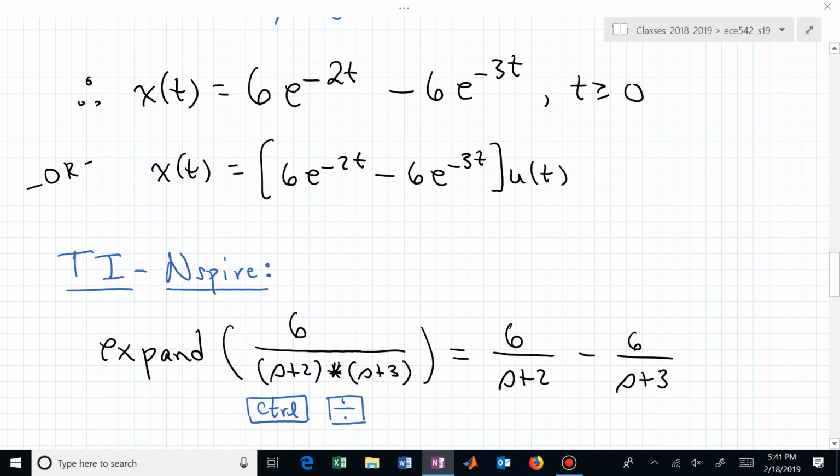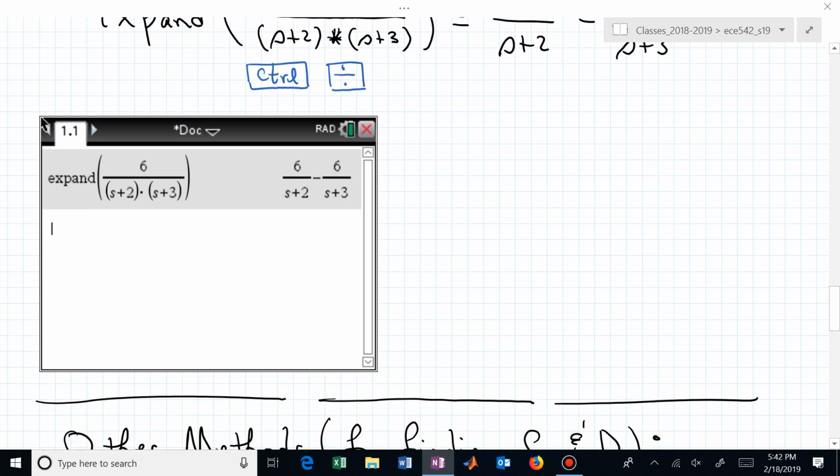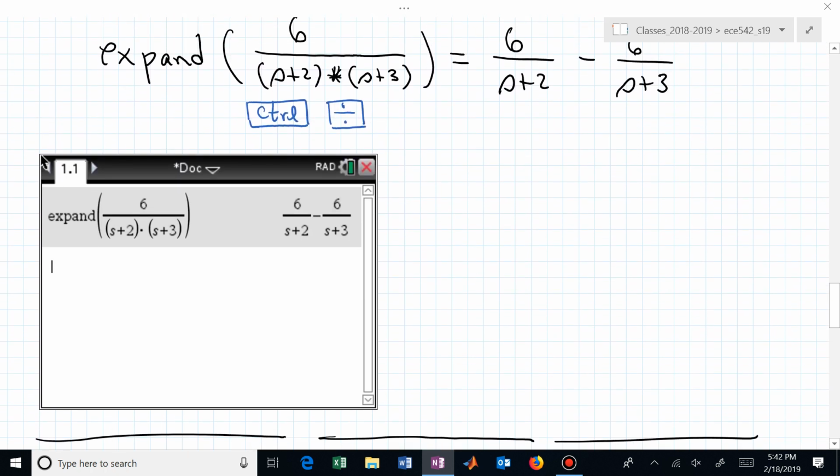Anybody have a TI Inspire? You can now use that, or the TI-89. It does this partial fraction expansion for you with the expand command. And if you want it to look like this ratio of polynomials, you just hit Control Divide, and now it pops up into a division operation, and it looks a little cleaner. And if you actually captured your screen, it would look something like that. Expand 6 over s plus 2 times s plus 3, it immediately does the partial fraction expansion for you.